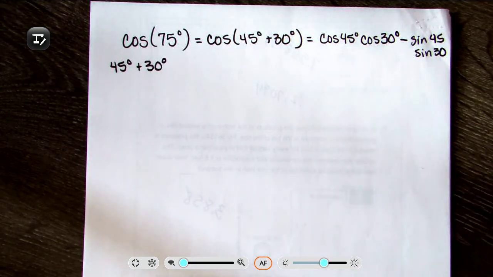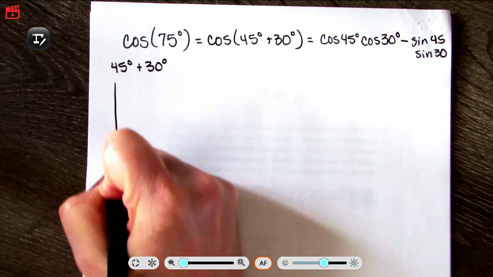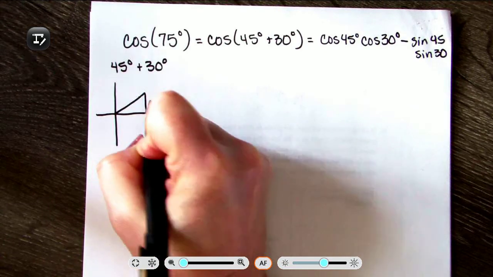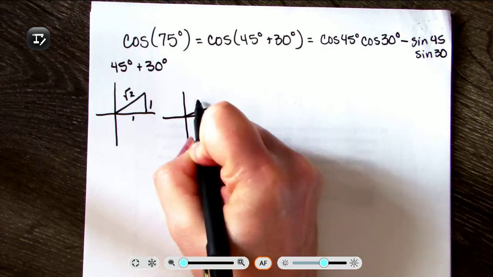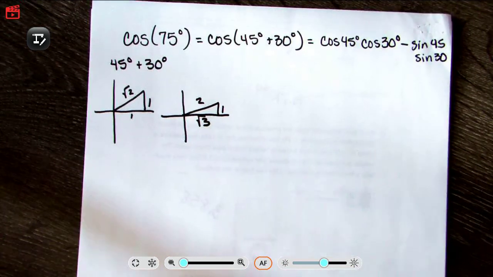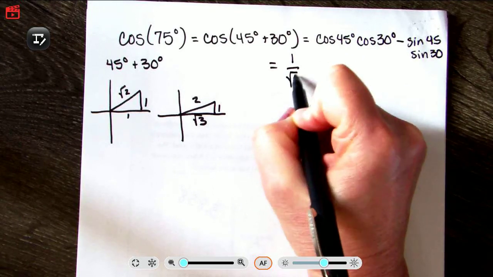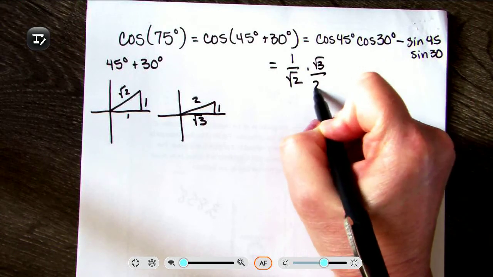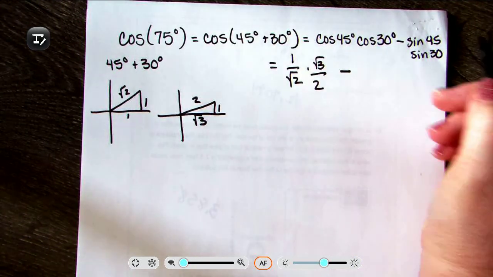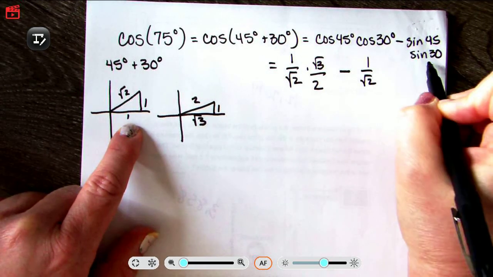And you guys get to use the sheet. In my day, we did not. I should have kept my 45, 45, 90, 1, 1, square root of 2, and 1, 2, square root of 3. So that's my 30. Cosine of 45 is 1 over that square root of 2. Cosine of 30, square root of 3 over 2. Then we're going to minus the sine of 45, 1 over that square root of 2, times the sine of 30.